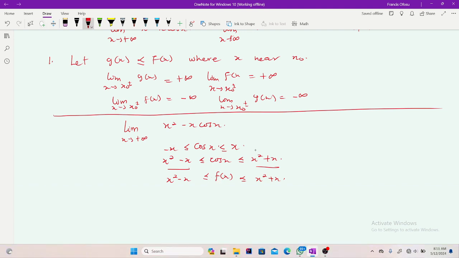So right now, I have to find the limit as x approaches positive infinity of this function, or even of this one alone is good. Any of them should satisfy our condition. So let's see something here. The limit of x squared minus x, which is the left side of this, as x approaches positive infinity is going to give me, obviously, positive infinity.